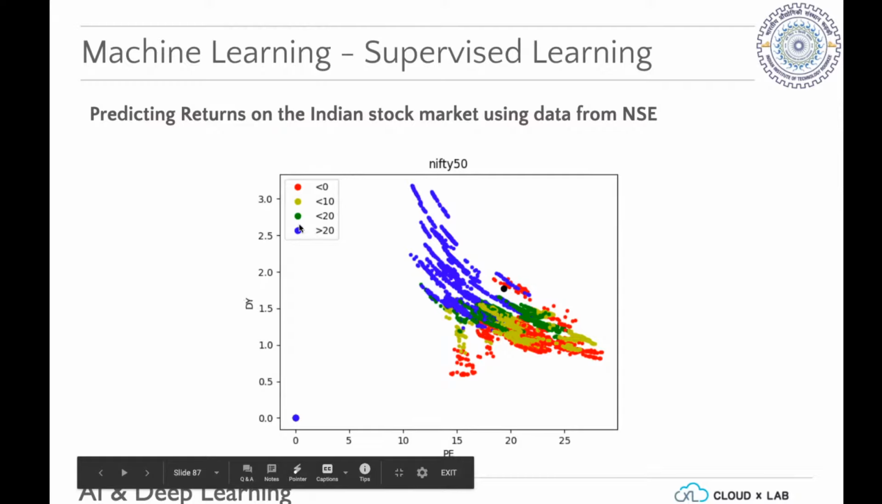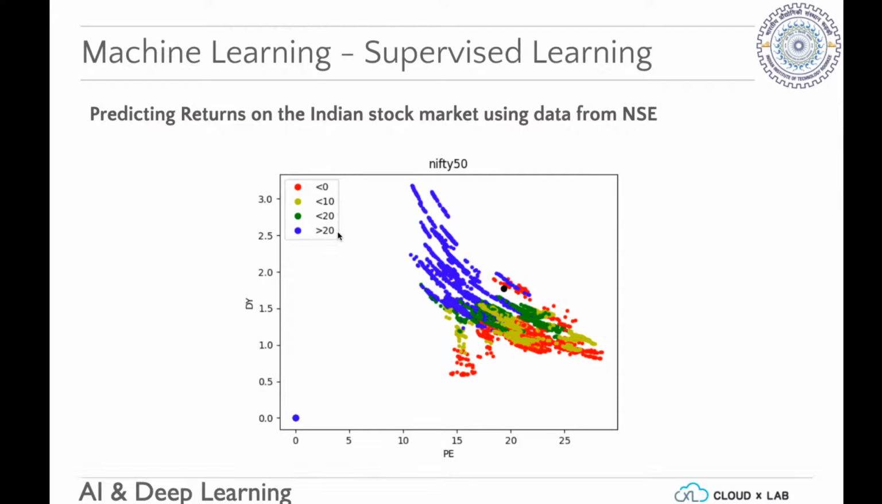We put different sets. If my return is more than 20%, it's blue. If the return is between 10 and 20, it's green. If it's between 0 and 10, it's yellow. And if it's less than 0, which basically means I lost money after 2 years, then it is red. When we put this data, we could see a pattern.